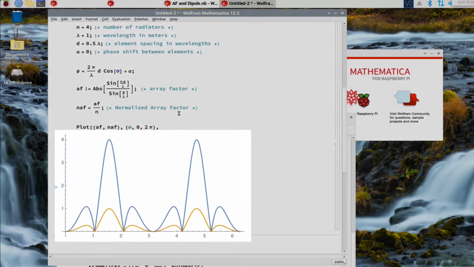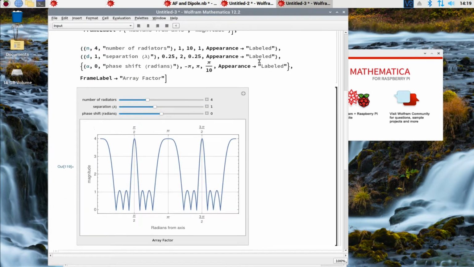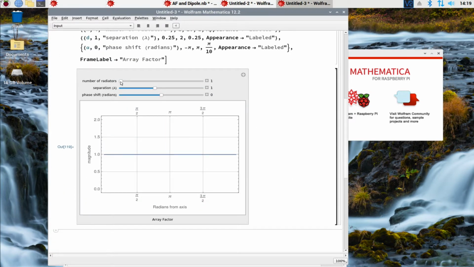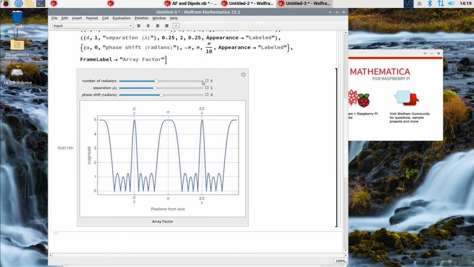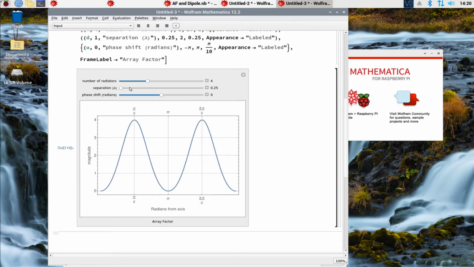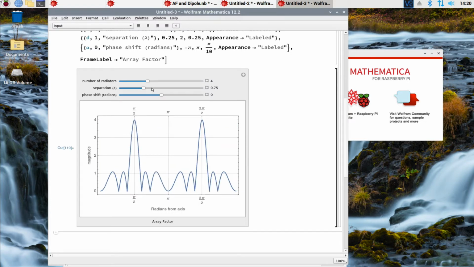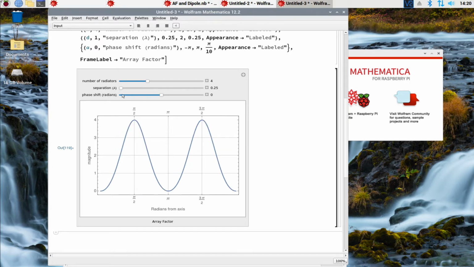Adding the manipulate function allows us to see how the overall radiation pattern changes by varying some basic array characteristics. Since isotropic radiators are assumed, this effect will alter the radiation pattern of any antenna array, regardless of the pattern of individual radiators.